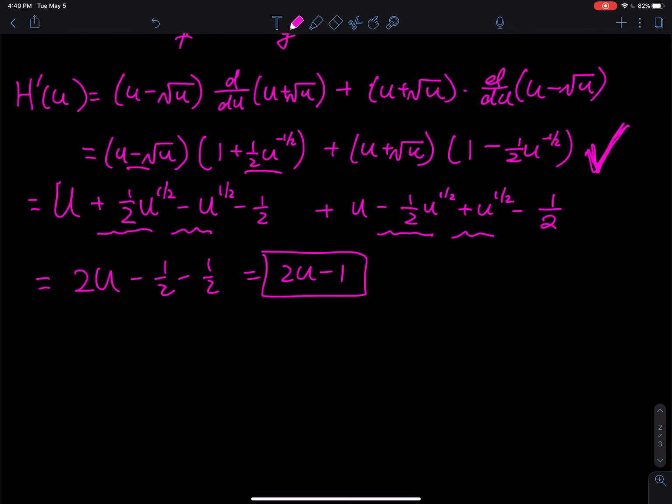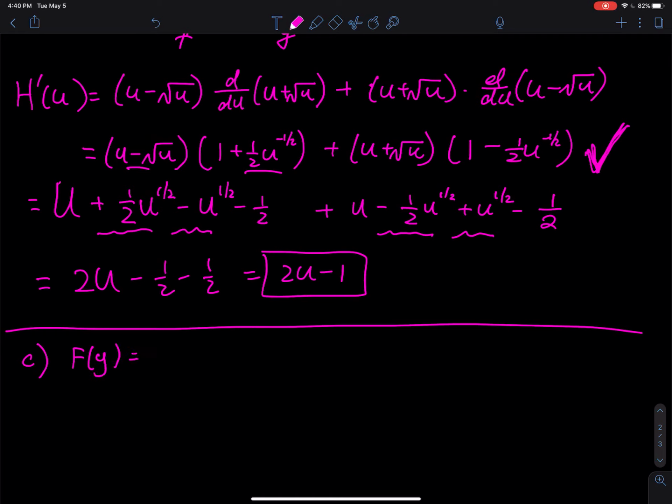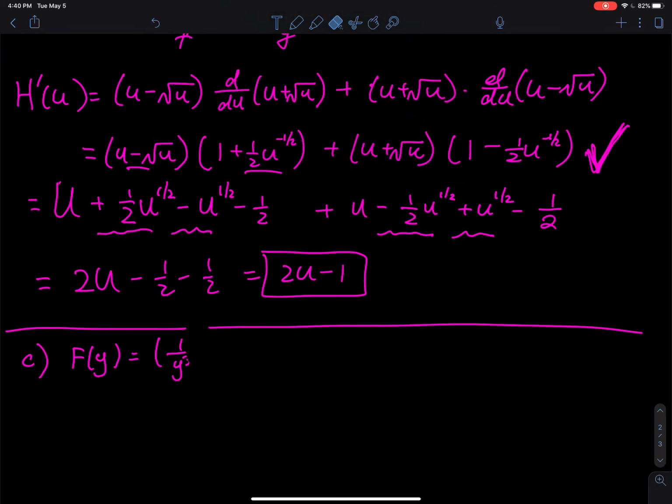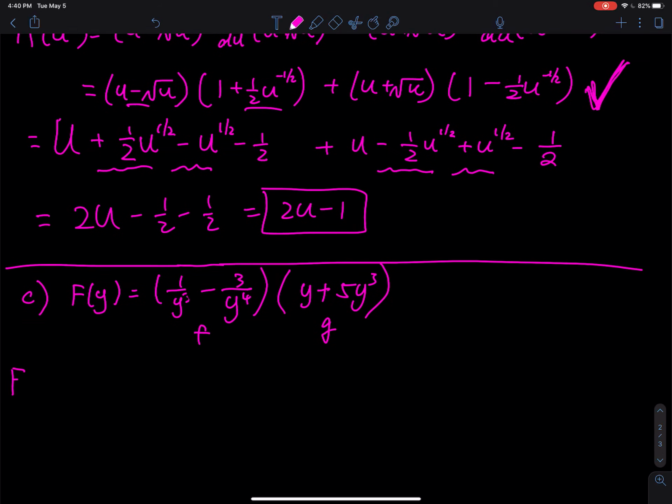So the next problem, we have C. So C is we have f of y that is equals to 1 over y to the third. This is a 3. Let me make the eraser smaller. And then minus 3 divided by y to the fourth times y plus 5y to the third. So we have f, we have g. So this is your f, this is your g, and then we do f prime of y.